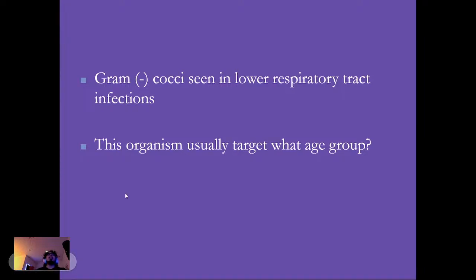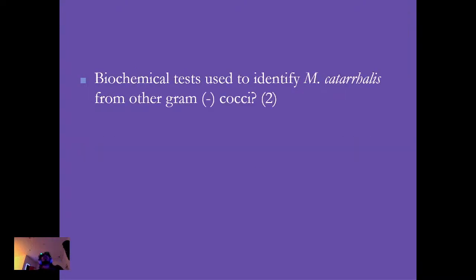I think that's the gram-negative cocci seen in lower respiratory tract infection. This organism usually targets what age group? Moraxella catarrhalis. Okay? And this organism usually targets teens. Okay? Next slide. Oh! The answer for teens is not there. Basta teens, adolescents. Okay? Let's move on to that one.